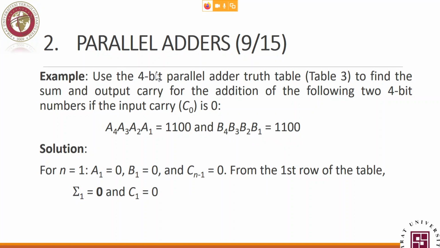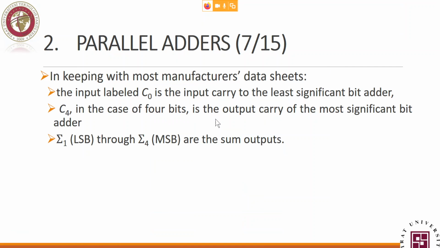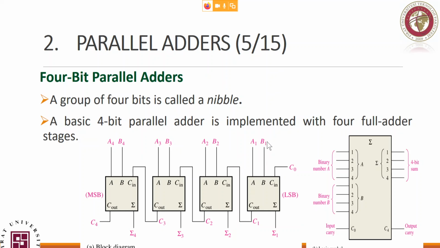Example: use the 4-bit parallel adder truth table we gave, whatever is provided here, to find the sum and the output carry for the addition of the following 4-bit numbers if the input carry C0 is 0. So we don't have a carry in. We need to add these two 4-bit numbers: 1100 plus 1100. Now, if you want to go with it one by one using this truth table, you can do that. Or if you want, you can just apply the same concept here.